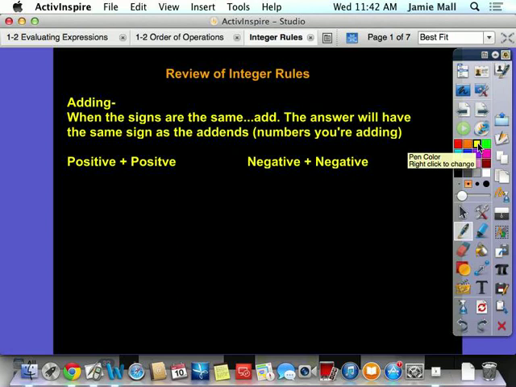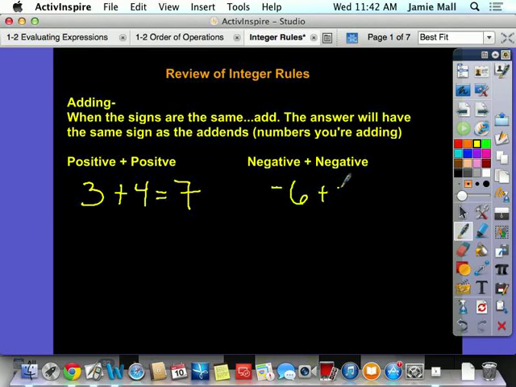So two positives, we're going to add those values together, and your answer will turn out to be a positive. For example, easy, 3 plus 4 equals 7. If we're adding two negatives together, a negative plus a negative, we're still going to add the two values, but the difference is that our answer will turn out to be a negative. So for example, negative 6 plus negative 8 will give us a value of negative 14.